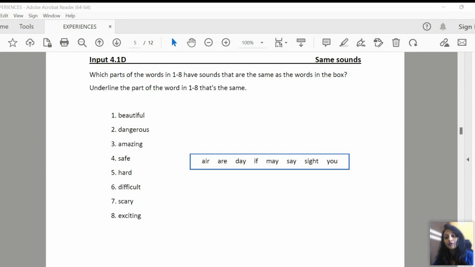Let me do the first one for you. For example, if I take the first word, beautiful, what word do you think has the same sound in the box on the right? Absolutely, Barbara. Beautiful. Yes, I should say it that way. Beautiful rhymes with you, or has the same sound as you. It's got the same sound.